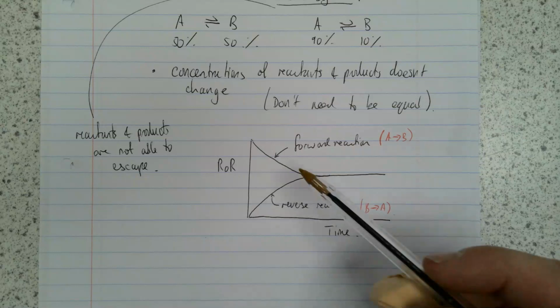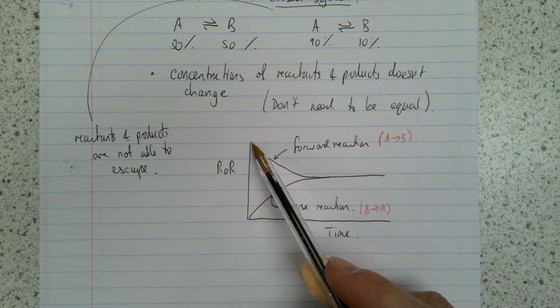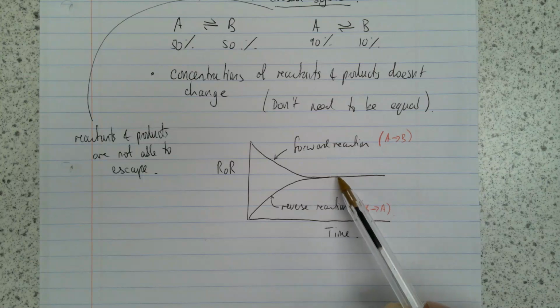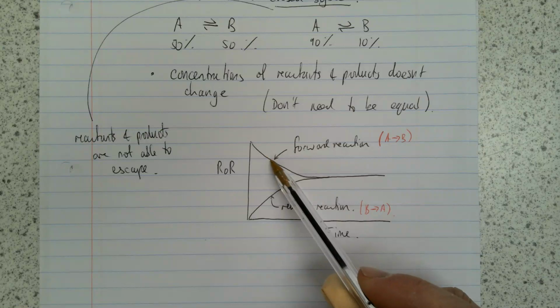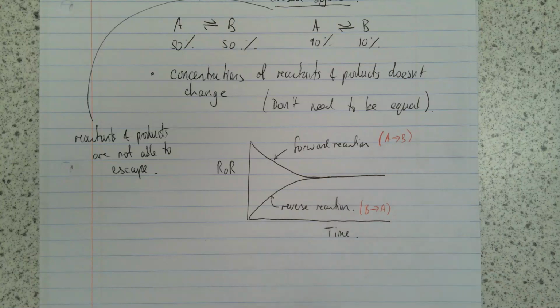I got a bit muddled there when I was talking, but the point I was making is, as A turns into B, the rate decreases. The rate at which the rate decreases slows down, which is why the gradient decreases. But all you need to spot here is the rate of reaction is decreasing as the reaction proceeds, because the concentration of A is going down.